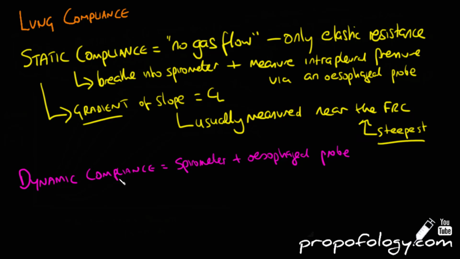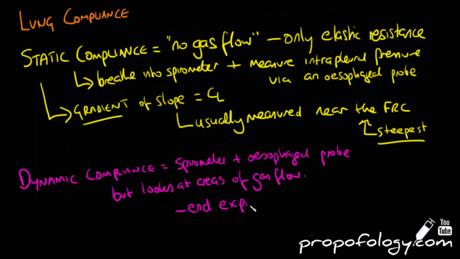Dynamic compliance monitors both elastic and airway resistance, and these depend on gas viscosity and density, the length and radius of the lumen of the tube the patient might be breathing through, the gas flow rate of the gases you're giving them, and the flow pattern of the gas delivered.